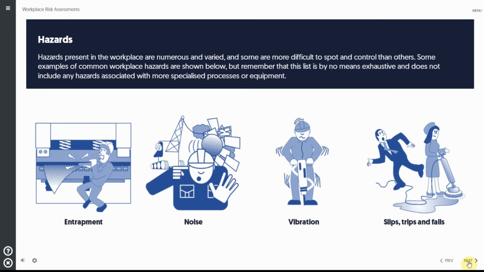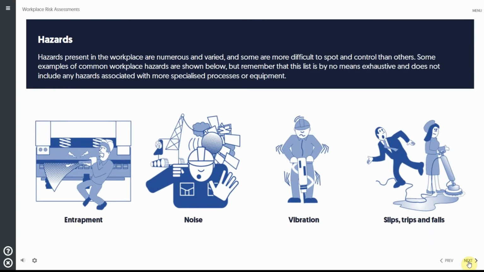Hazards present in the workplace are numerous and varied, and some are more difficult to spot and control than others. Some examples of common workplace hazards are shown below, but remember that this list is by no means exhaustive and does not include any hazards associated with more specialized processes or equipment.